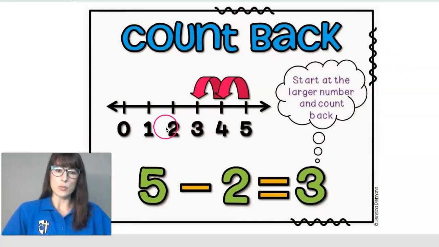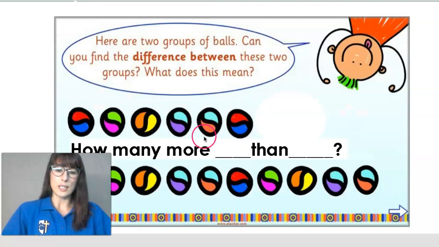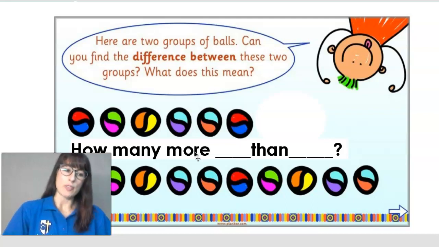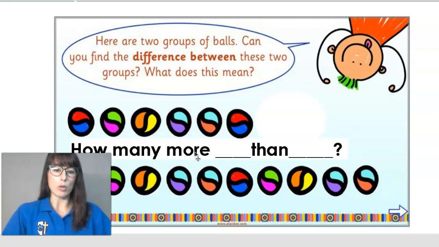Now, you know in subtraction, we will often see a question like this. How many more maybe apples do you have than oranges? How many more girls than boys? So if you see this question in any of the word problems you will be reading in this lesson, just keep in mind that we will be subtracting because it's finding the difference.